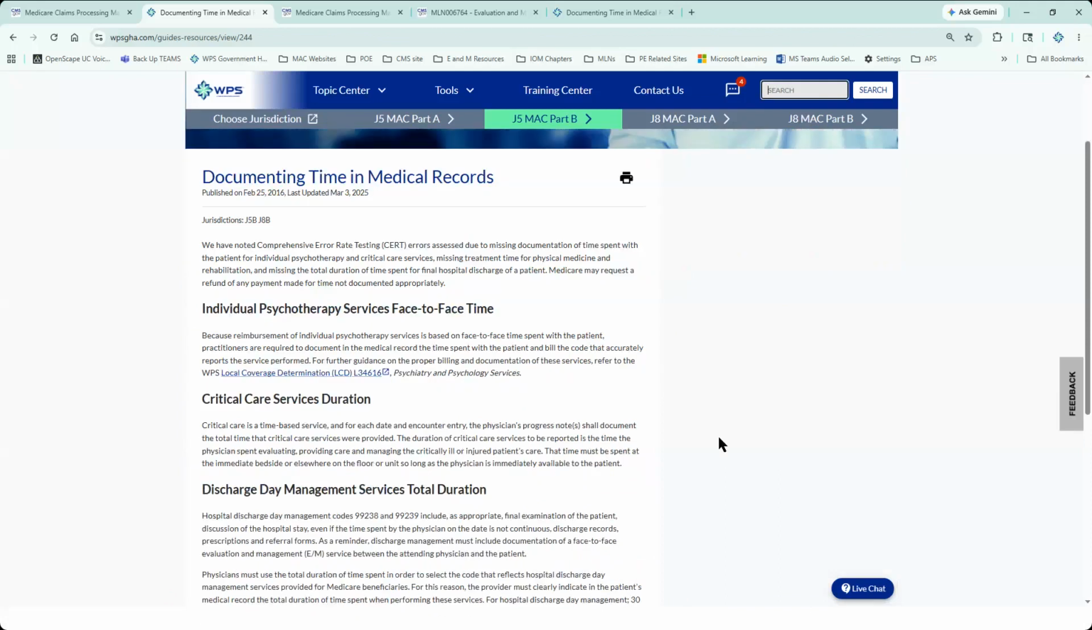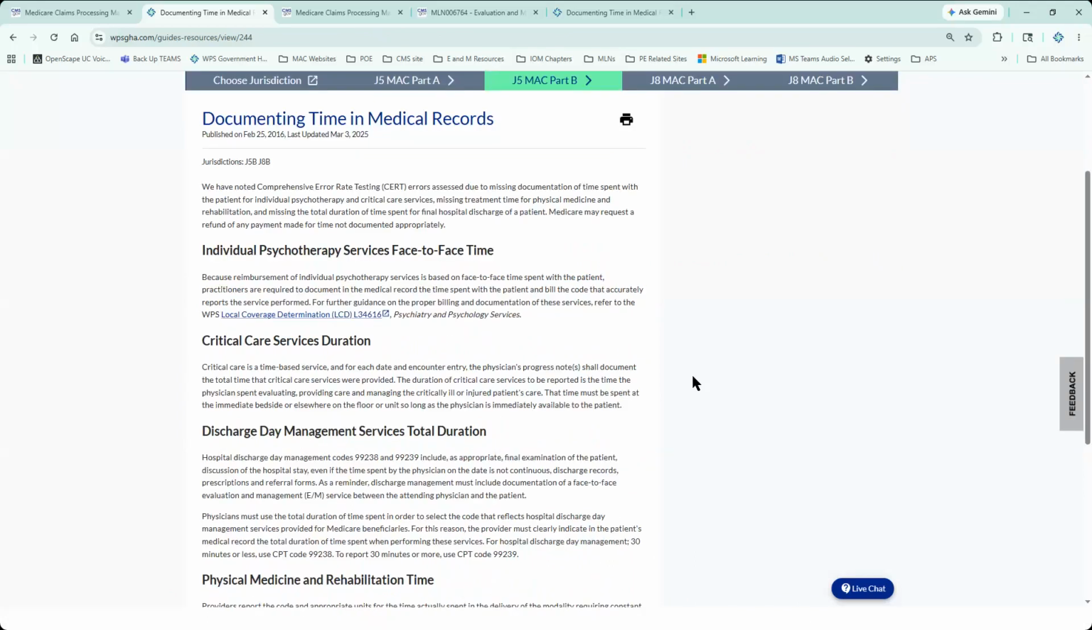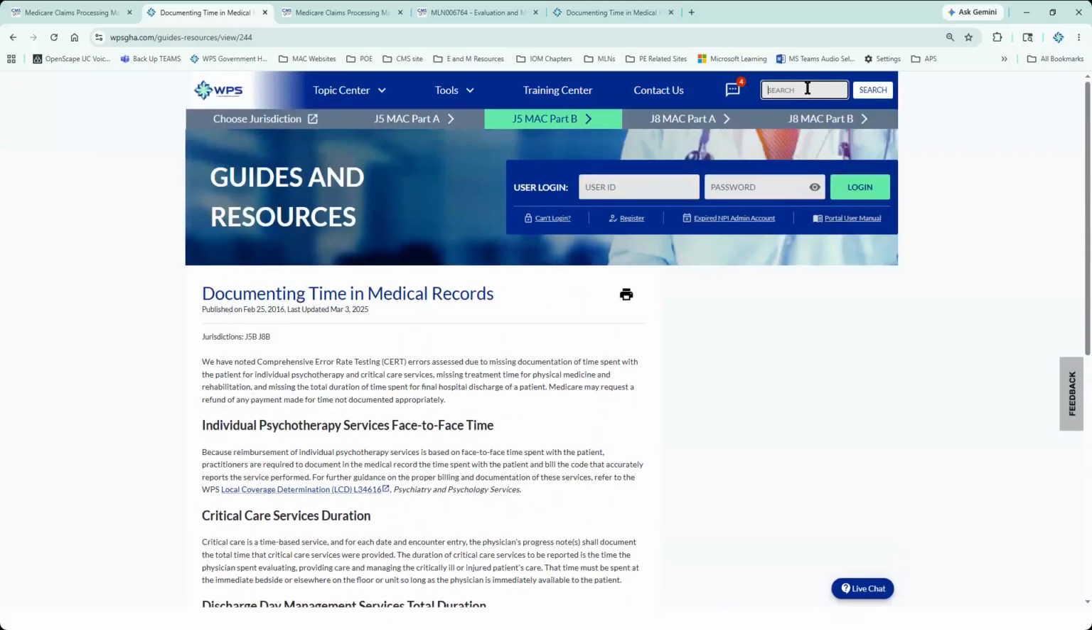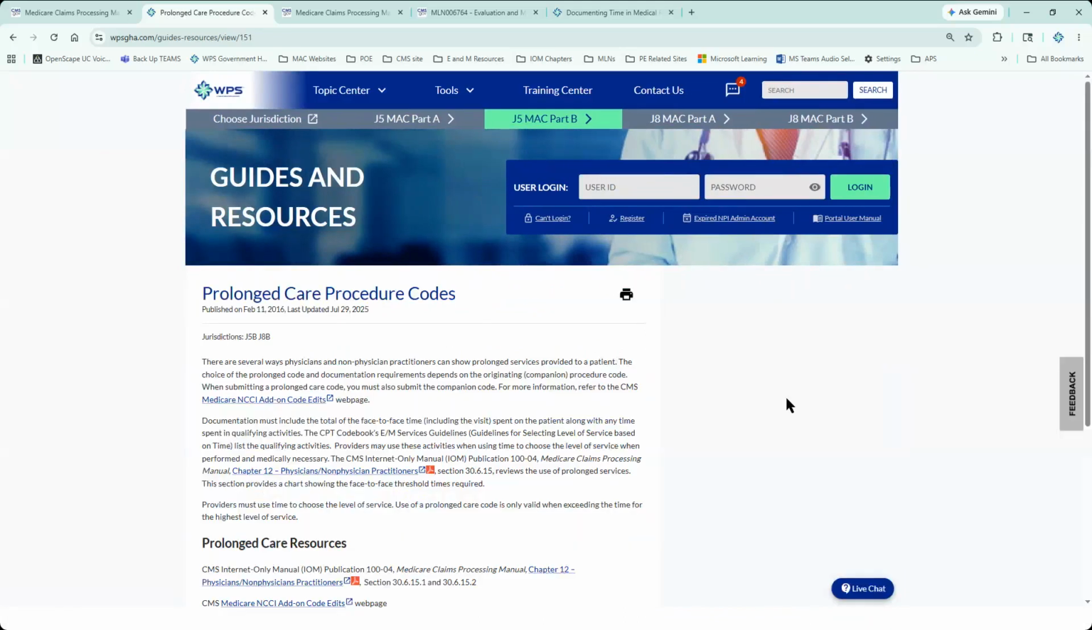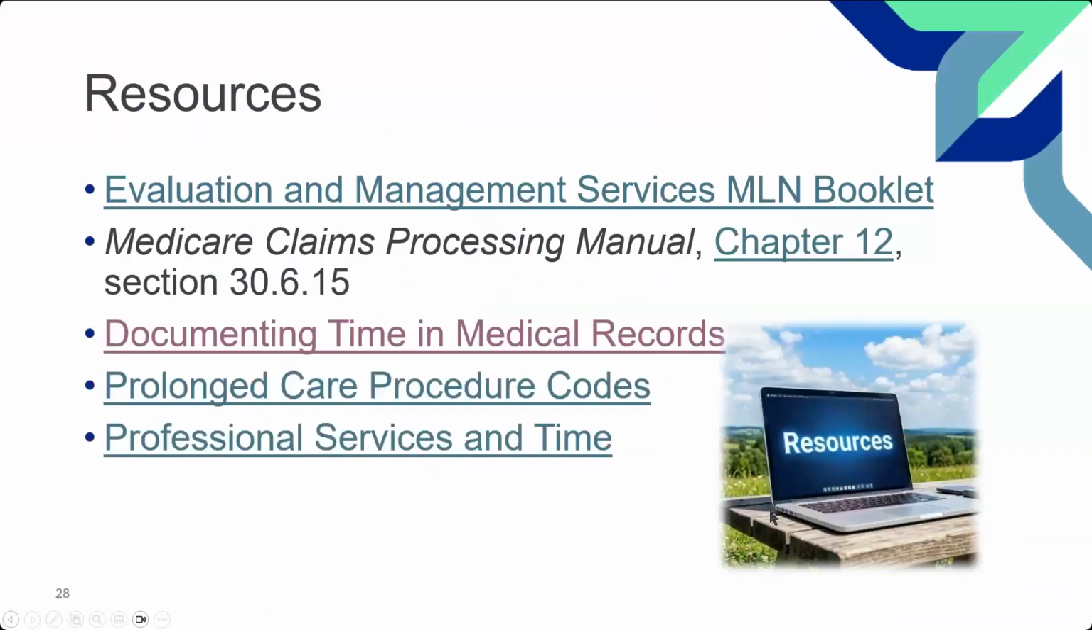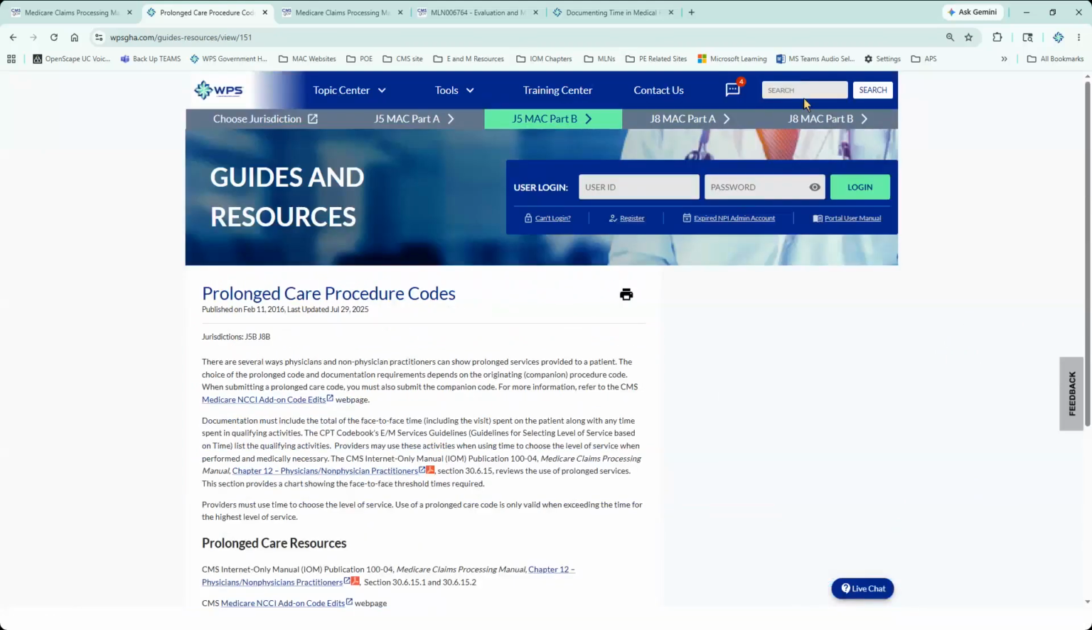Here it will talk about a couple of things, not just specific to choosing level of service, but about different scenarios for documenting your time. We did get a couple of questions, and I do have one that I'm going to be addressing coming up in the question section, but this will be a valuable resource. We also have a resource for prolonged care that provides some additional resources related to selecting prolonged care. And then we also have a resource for professional services and time.